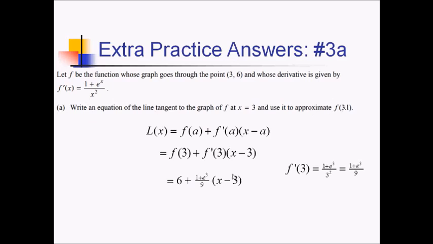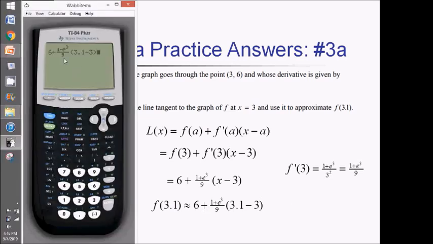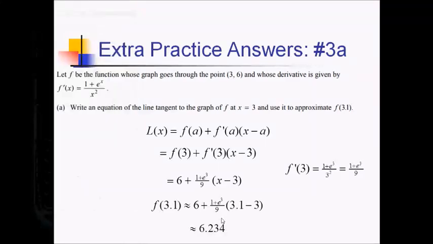So the very first thing I'm going to write is f of 3.1 is approximately equal to 6 plus 1 plus e to the third over 9 times 3.1 minus 3. Now this is numerically equivalent to whatever answer they're looking for, so you could actually leave it like this for full credit. However, if you wanted to do this on the calculator to get the decimal, let's do that now. Just plugging all that in exactly as it's written, I get about 6.234 if we take it out to 3 decimals of accuracy.